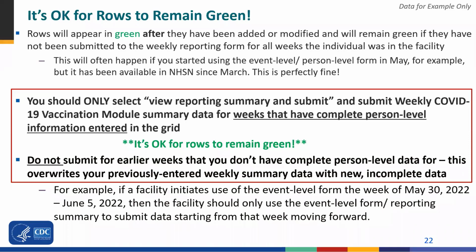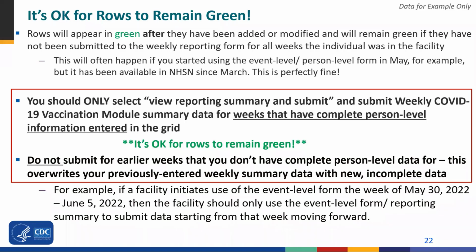And we understand that this was intended to be something useful for users to help organize and make sure you're submitting data for all weeks where things have been modified, but it seems that it's causing a lot of confusion. So we're actively exploring ways that we can modify this and make it less confusing for users. So just reiterating that you should only select View Reporting Summary and submit weekly COVID-19 vaccination data for weeks that have complete person level information entered in the grid. It's perfectly fine for rows to remain green.